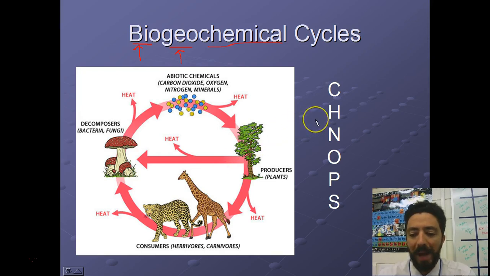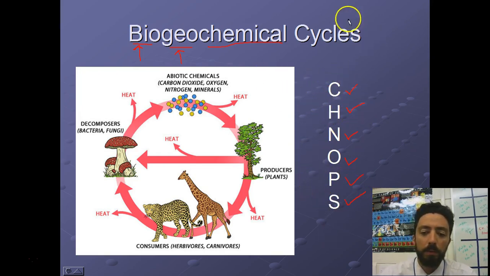The big atoms that we need, the elements that we need to survive, and the building blocks of life are over here in this nice little acronym, SHNOPS. You've got sulfur, hydrogen, nitrogen, oxygen, phosphorus, and sulfur. These six elements are critical to supporting life on Earth.